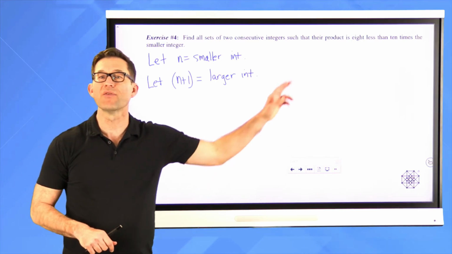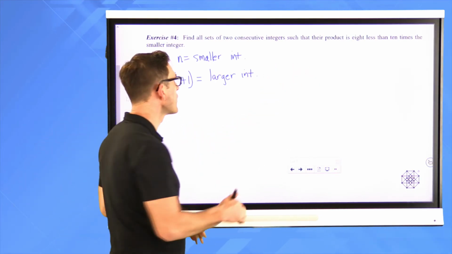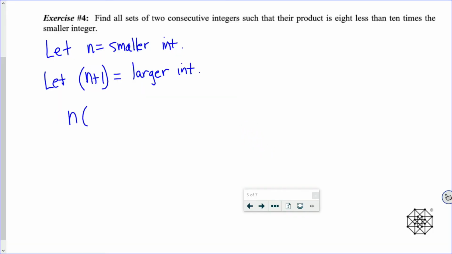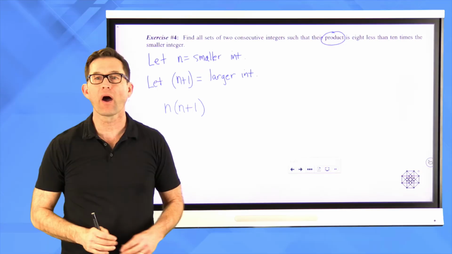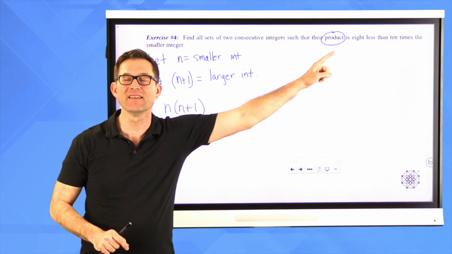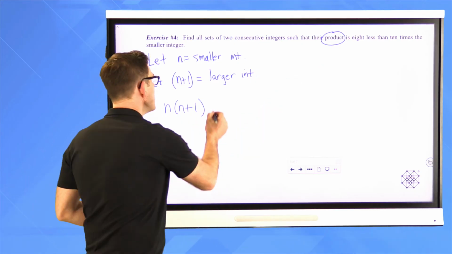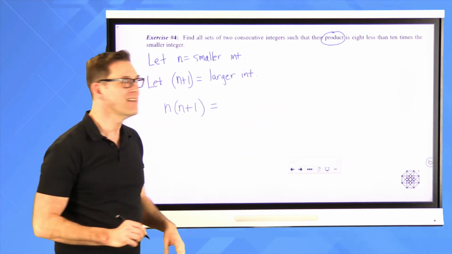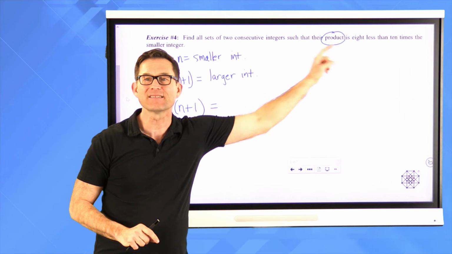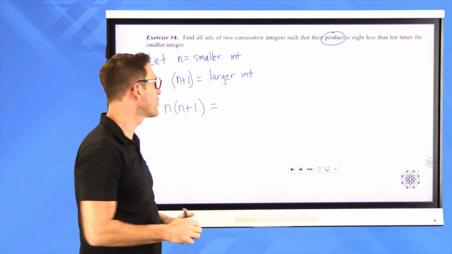All right, well, it says that their product, let's get that down right away, n times n plus 1. It's really, really important that you know the word product means to multiply. Their product is oftentimes translated in math as equals. Their product is 8 less than 10 times the smaller integer.